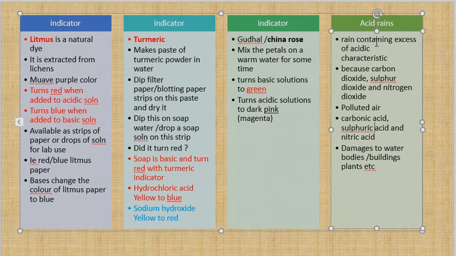The rain contains excess of acidic characteristics because of the carbon dioxide and sulfur added to the atmosphere due to pollution, which gets converted to carbonic or sulfuric or nitric acid, which can cause damage to the water bodies or monuments, etc. This is acid rain.